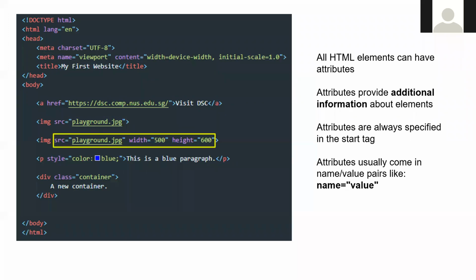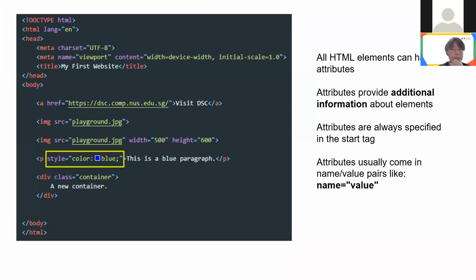now I added more attributes to it. You can have multiple attributes in an HTML element. So in this case, I specify the image to have a width of 500 pixels and a height of 600 pixels. Next one, style is also how you style your elements. This is an inline style element. The style itself is the name of the attribute, and then color: blue is the value. Also, class is an attribute, and container is the value of the class.